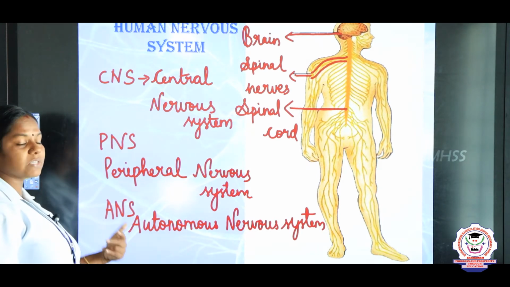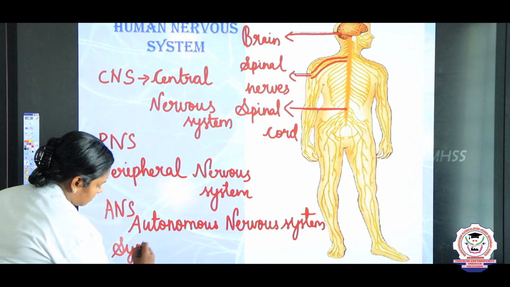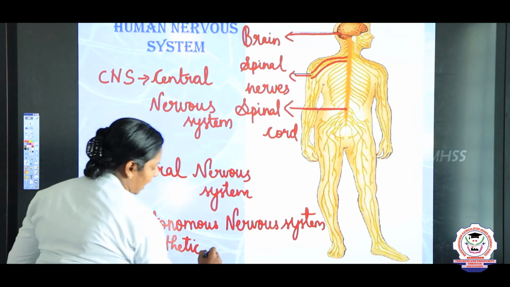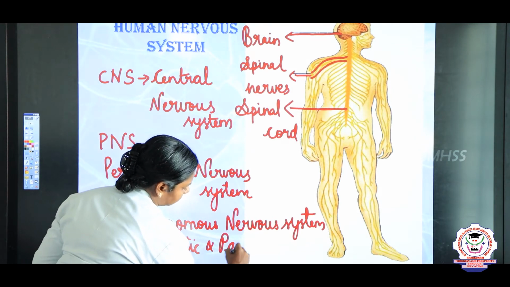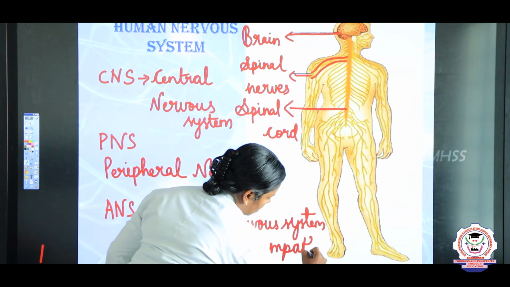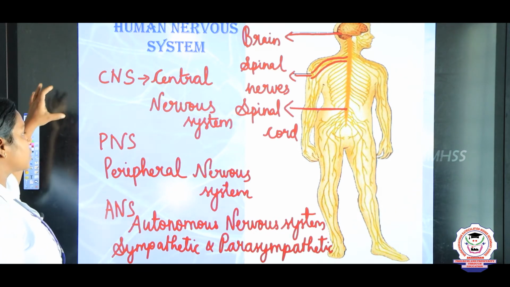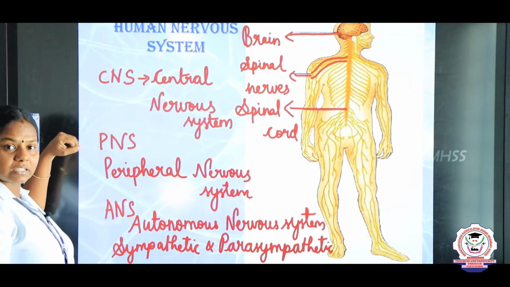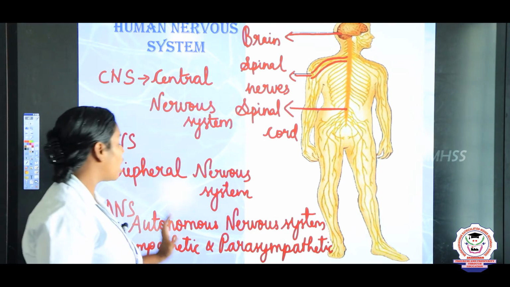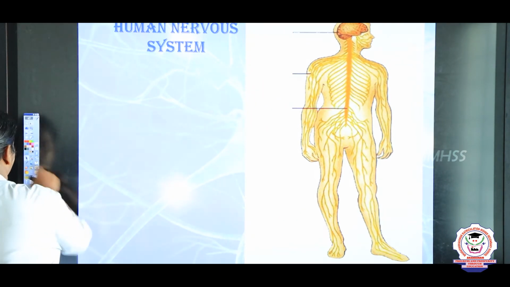And the autonomous nervous system consists of two types of nerves. One is a sympathetic and parasympathetic nervous system. Sympathetic and parasympathetic nervous system. So, these are all the three types of nervous system, children. So, first one is CNS, central nervous system. Second one is PNS, peripheral nervous system, and ANS, autonomous nervous system.